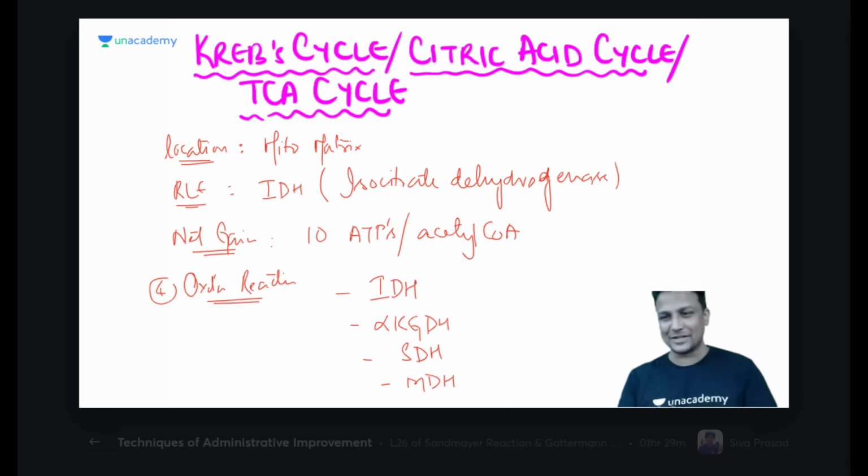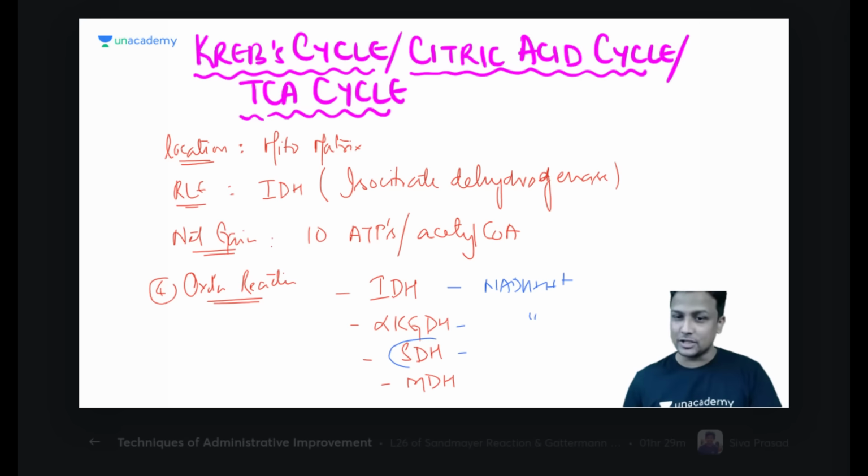Okay. So how many oxidation reactions do you have in Krebs cycle? There are like 4 oxidation reactions here. Isocitrate dehydrogenase, alpha ketoglutarate dehydrogenase, succinate dehydrogenase, and malate dehydrogenase. Remember, in all of them, what is going to happen, guys? There'll be formation of NADH. In this oxidation reaction, there will be formation of NADH plus H plus. And alpha ketoglutarate, yes, NADH plus H plus.